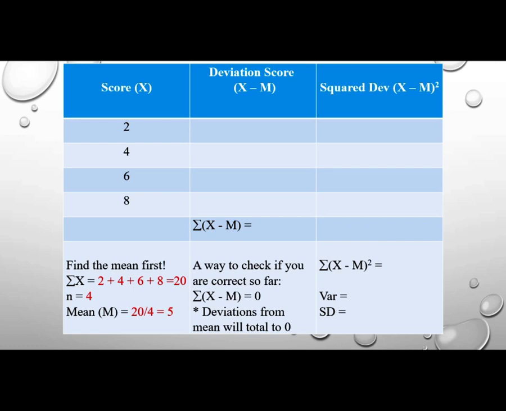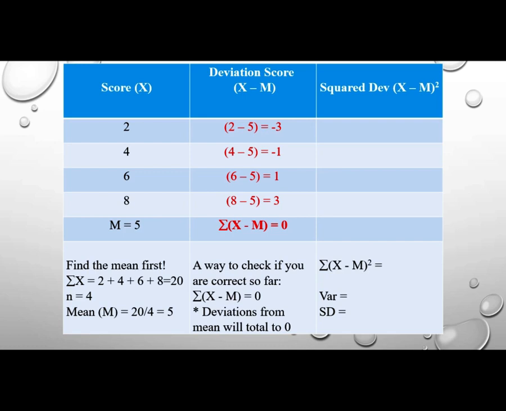If I have these 4 scores, 2, 4, 6, and 8, I find the mean first. Down at the bottom in red, I've got 2 plus 4 plus 6 plus 8 is equal to 20. My sample size is 4, so my mean is 20 divided by 4, which is 5. Now, if I take each score and subtract the mean, I get these values: 2 minus 5 is negative 3, 4 minus 5 is negative 1, 6 minus 5 is 1, 8 minus 5 is 3. We can check if we've done it right. If I sum those, I get 0.